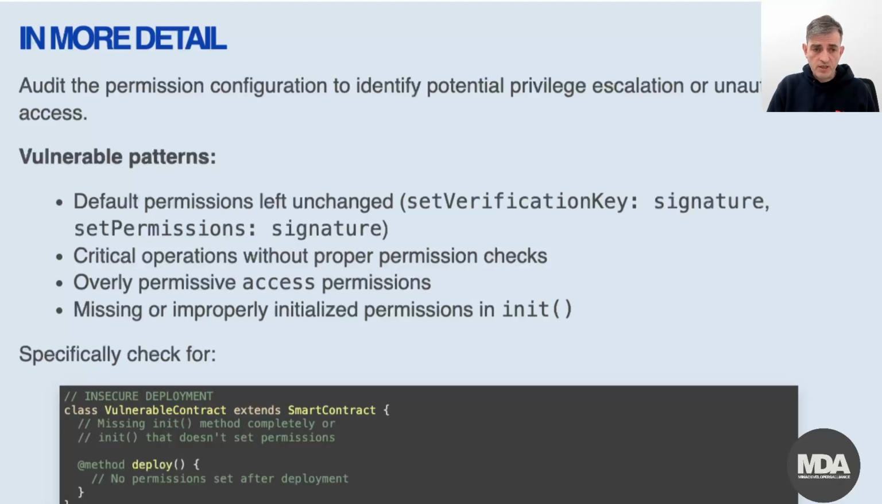And I've got some example code for you there. So we've got a deploy method, but then we don't have anything within the permissions in that method to make sure that they've been set up correctly.